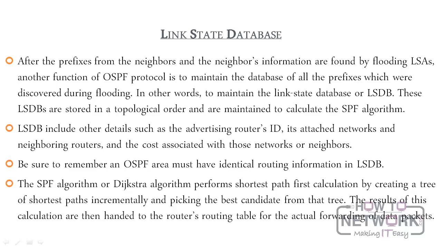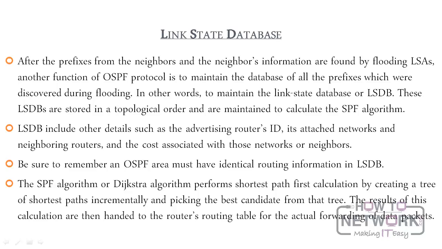Link state database. After the prefixes from the neighbors and the neighbors' information are known by the flooding of LSAs, another task of the OSPF protocol is to maintain the database of all prefixes which were discovered during the flooding. In other words, to maintain the link state database, or LSDB. These LSDBs are stored in a topological order and are maintained to calculate the SPF algorithm. Apart from the prefix information of routers, these LSDBs include other details such as the advertising router's ID, its attached networks and neighboring routers, and the cost associated with those networks or neighbors. One key point to remember: an OSPF area must have the identical routing information in the LSDB.